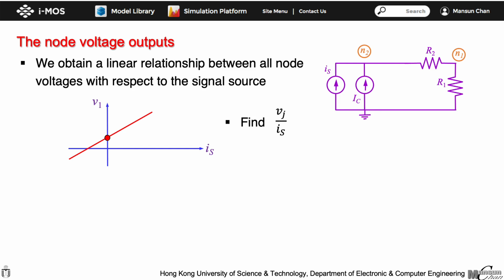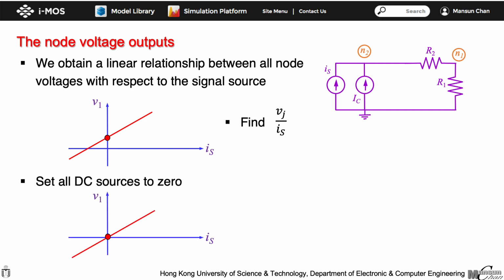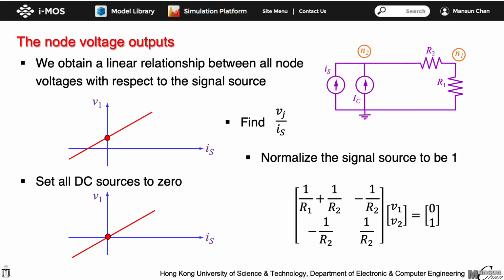In order to center the oscillating signals about zero, we first treat all DC sources as AC ground and set them to zero. Then, the output voltage as a function of input signal source will pass through the origin as shown in the figure here. In order to normalize the response with respect to the input signal source, we simply set the matrix entry of the signal source to 1. After that, the following matrix is obtained. Solving it will give the gain of the circuit at each node with respect to the normalized input signal.